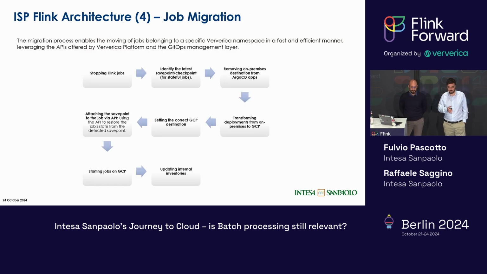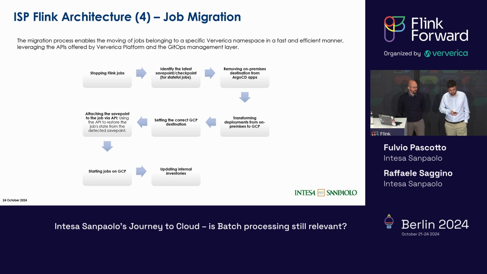Now, I believe that the most important part of this process is the migration one. So how can we move from our on-premise solution to the cloud one? The way we designed it is described here, but essentially we stop the Flink job. If it's a stateful job, we will take the latest savepoint or checkpoint. We will remove the destination from on-premises on Argo CD. We will transform the YAML from an on-premises solution, so we will switch the endpoints, for example, for the bucket storage, from S3 to GCS. Then we will set the correct GCP destination on Argo CD.